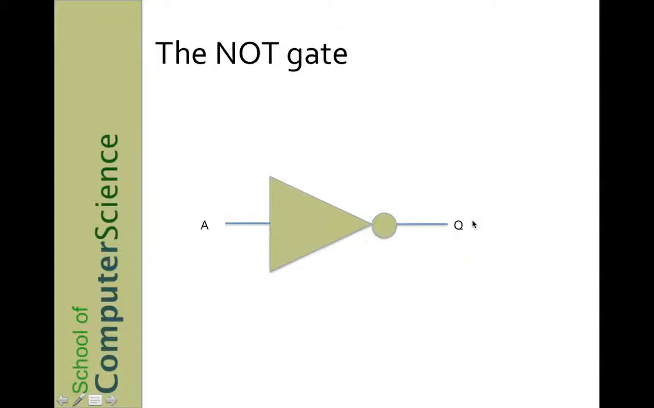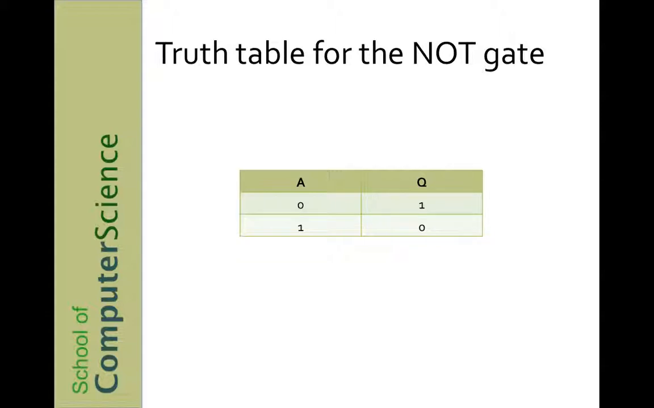Finally, we've got the NOT gate. NOT is the simplest of the gates that you need to learn about, and what it simply does is, if A is giving in a signal, then Q won't have a signal, and if A doesn't have a signal, then Q will have a signal. So it's a very simple truth table there. If A is 0, then Q is 1. If A is 1, then Q is 0.